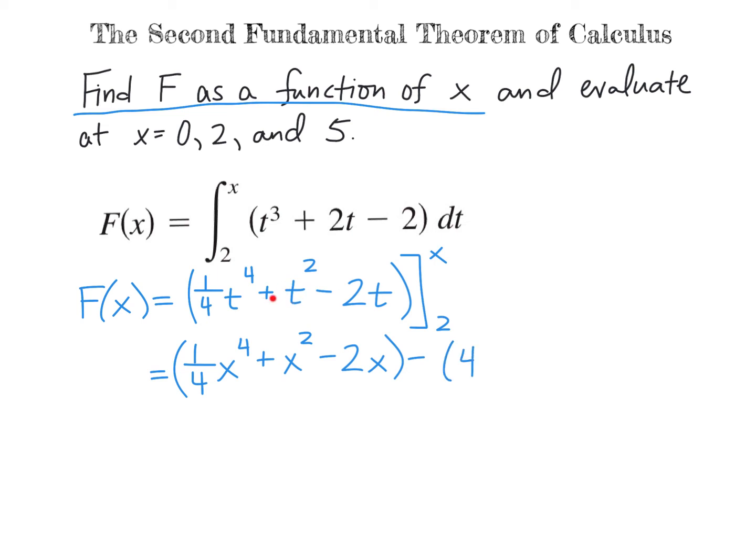Then we'll have plus 2 squared, so plus 4, then minus 2 times 2, minus 4. So these two terms end up canceling out when we plug in the 2. So we actually only have this minus 4 here, which if we just erase the parentheses, we will be fine since there's no like terms to combine. So we have just successfully done the first part of this problem. We have found f of x in terms of x using the first fundamental theorem of calculus.